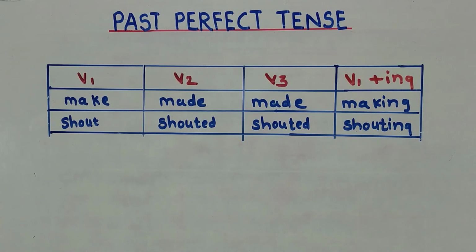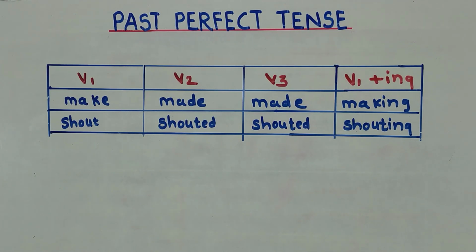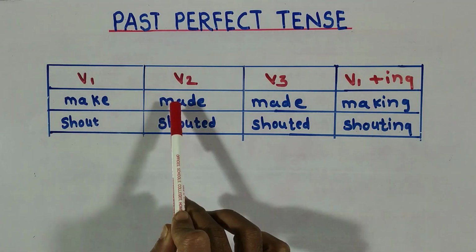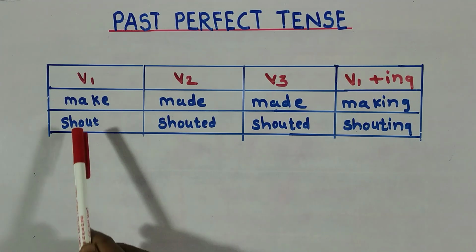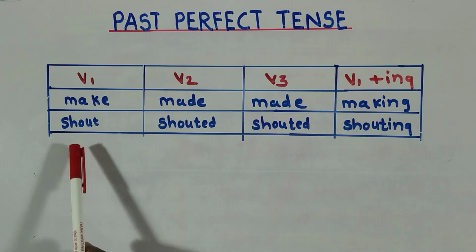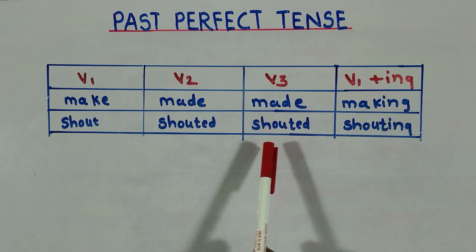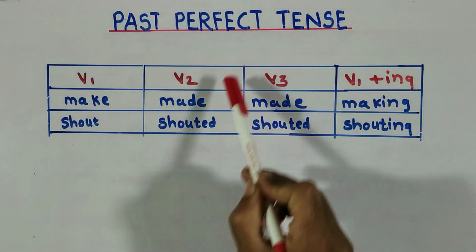Okay friends, before we start with the structure of sentences in past perfect tense, it is mandatory for us to focus on the four forms of English verbs, namely V1, V2, V3 and V1 plus ing. Let's read the forms of verbs given on the board. Make, made, made, making. Shout, shouted, shouted, shouting. In today's session, while forming sentences in past perfect tense, we are going to make use of V3.